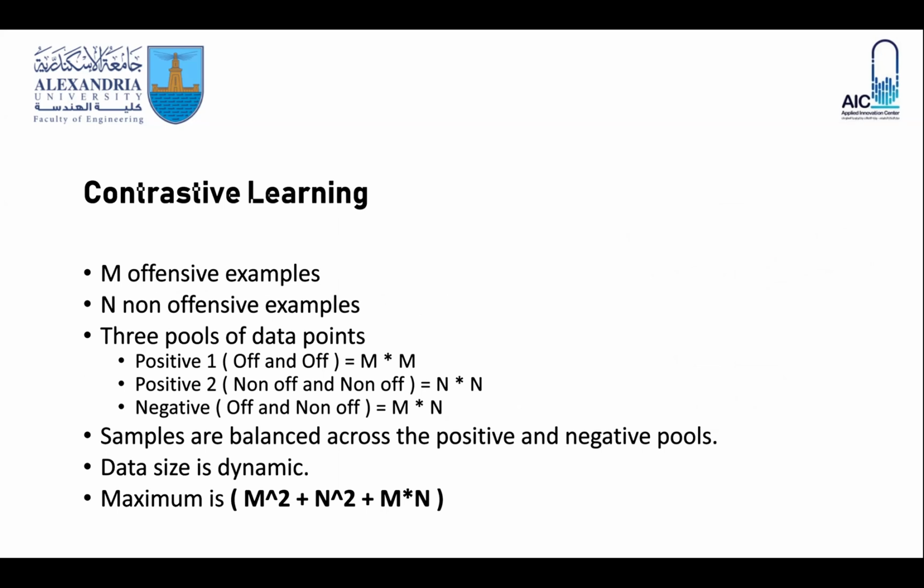Which brings us to a maximum data size of M squared plus N squared plus M times N. The samples are balanced across the positive and the negative pools. Say we need 100K examples: we sample 50K from the negative pool, and we sample 25K each from the two positive pools.